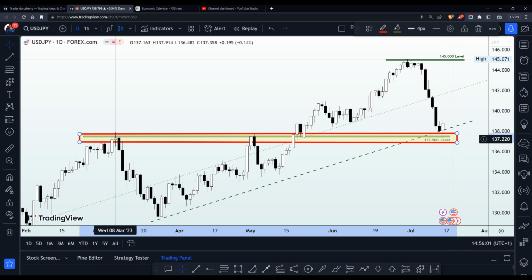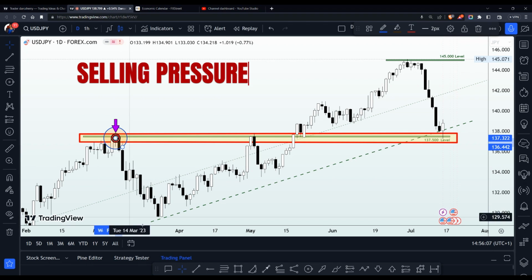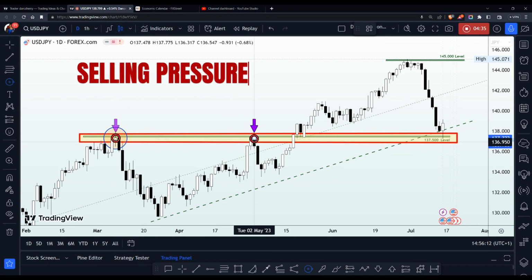As you can see, this level has been a major determinant of price action since the month of March. Now, look at what happened here in the month of March. We saw how that level was a very strong selling niche, pushing price to the downside. We saw an attempt by the buyers to break out of the structure again in the month of May, but it was negated by selling pressure again from that same level.